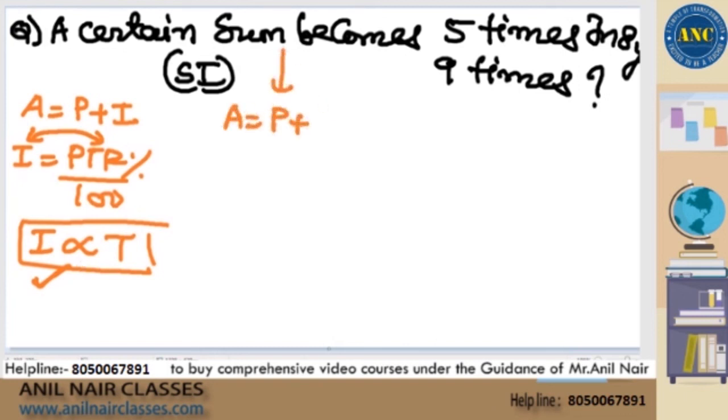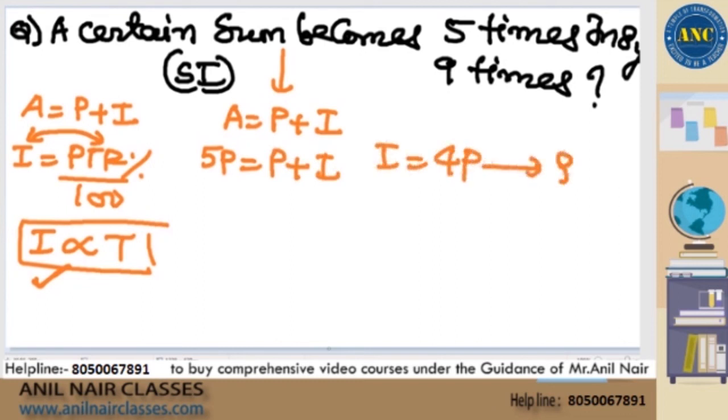Amount is principal plus interest. Amount is 5p. 5p equals p plus I. Interest is 4p. 4p I will get in 8 years. To become 9 times, 9p equals p plus I, so interest is 8p. 8p will take how many years?